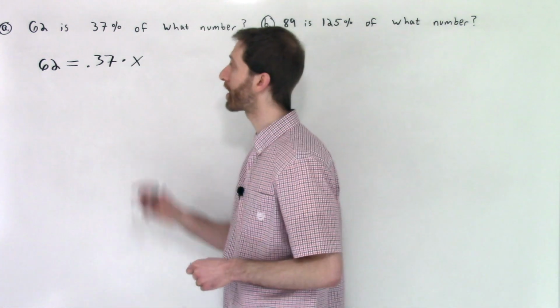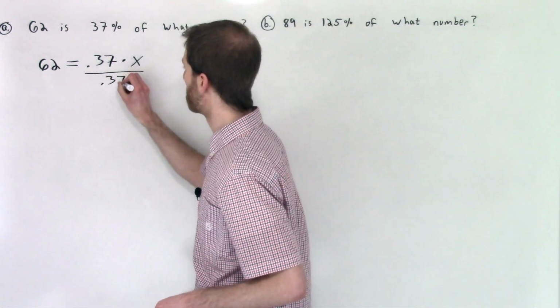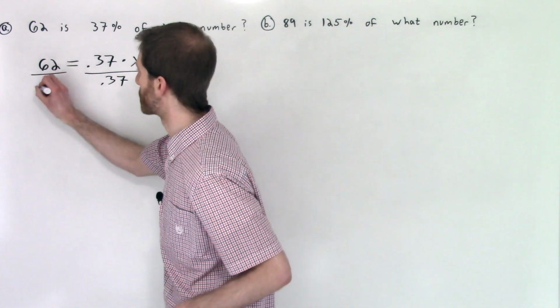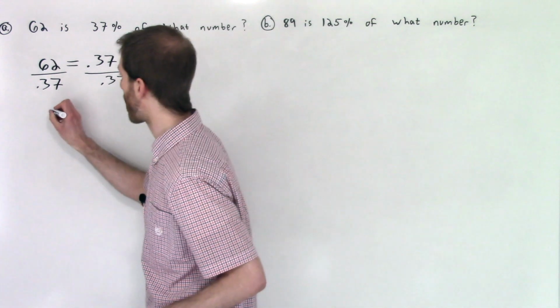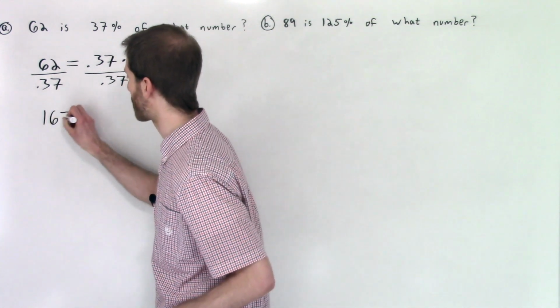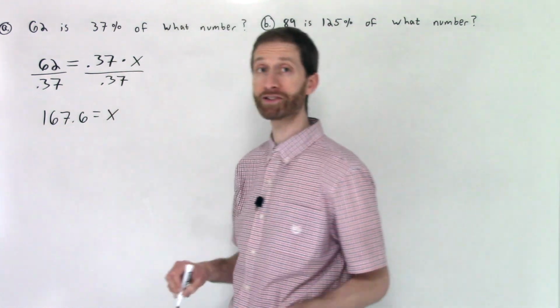All right, to solve this out, I divide both sides by 0.37 because I'm undoing multiplication. It's a basic equation at that point. 62 divided by 0.37 is 167.6, and that's rounded to the nearest tenth. That's it. That's your answer.